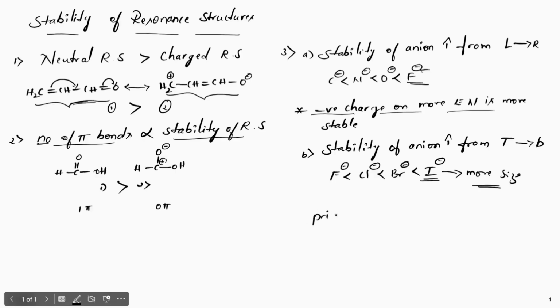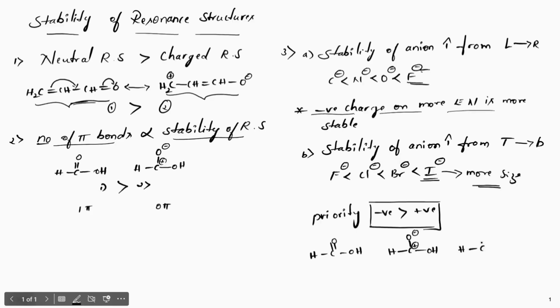If you write the priority order, negative charge takes the preference over the positive charge. This is the priority order. We'll take an example, that is HC double bond OH, HC single bond O minus, C plus OH, and H single bond C single bond O plus, C minus, and OH. This is A, B, C.